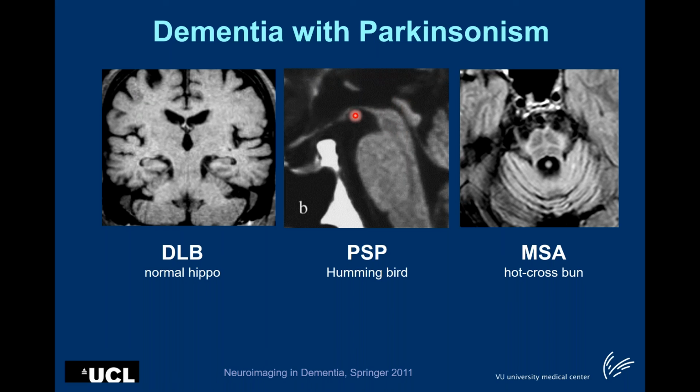And then in multisystem atrophy, we can have atrophy of the pons. So PSP is in the mesocephalon, MSA is in the pons, and you get loss of volume of the pons, and you can get this cross sign in the pons, which is typical of MSA.